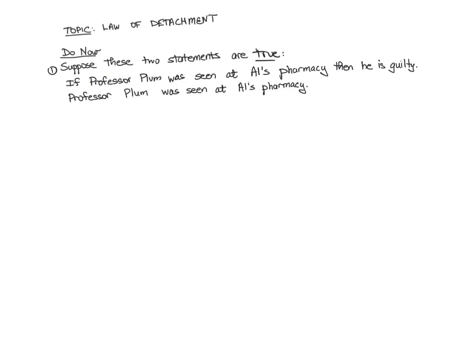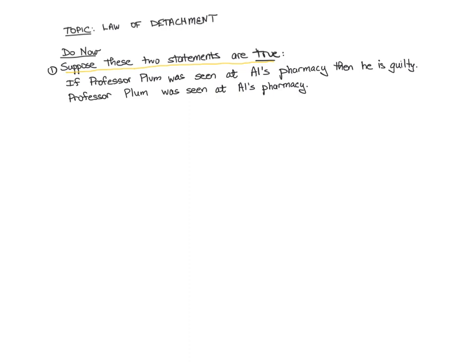Hi, everyone. Today we're going to talk about our first new law, called the Law of Detachment, and it's illustrated here in the Do Now. Suppose I had a conditional that was true. Suppose these two statements are true. The first statement is, if Professor Plum was seen at Al's pharmacy, then he is guilty. So that conditional is true. Remember, this does not mean that Professor Plum was seen at Al's pharmacy. It means that if he was seen at the pharmacy, then he is guilty.